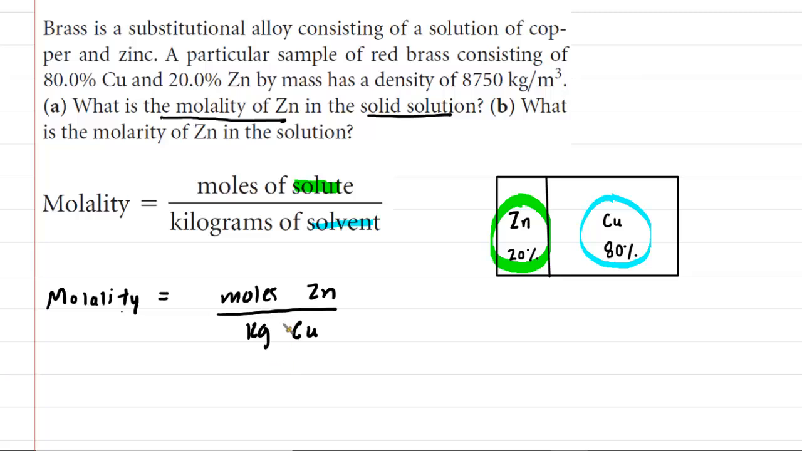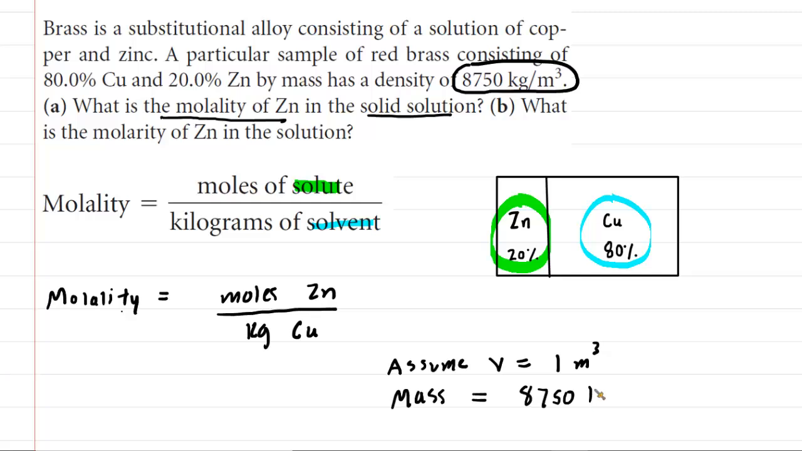So really, our next step is to try to figure out the moles of zinc and the kilograms of copper. It's a little tricky, though, because the only additional information given is the density, and it's kind of hard to see how that connects to the moles and the kilograms. Well, we can begin to see that connection if we assume that the volume of this solution is equal to 1 meter cubed. That's convenient because if the density is 8,750 kilograms per meter cubed, and we assume a volume of 1 meter cubed, then the mass of our solution simply becomes 8,750 kilograms. So that's the mass of our brass solution.